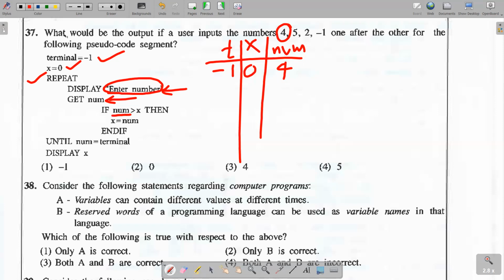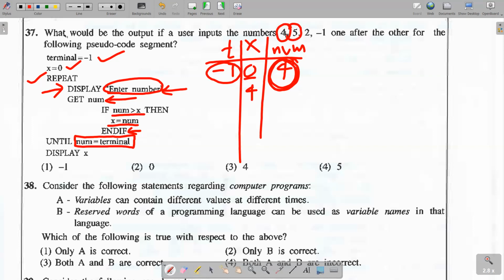Then it is asking whether num is larger than x. Num is 4, larger than x, x is 0. Then it says assign num to the x. That means num value is 4, assign it to the x. So x is 4. And if ends, and the condition is checked, num equals terminal. So num is 4, terminal is -1. No, it's not equal. So it goes up, that means over here, and asks for another number.